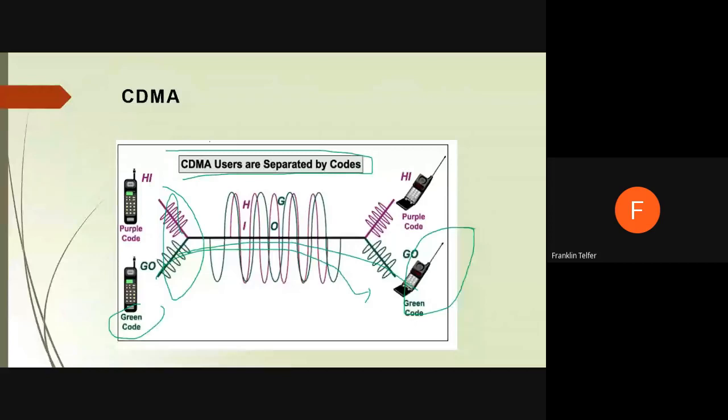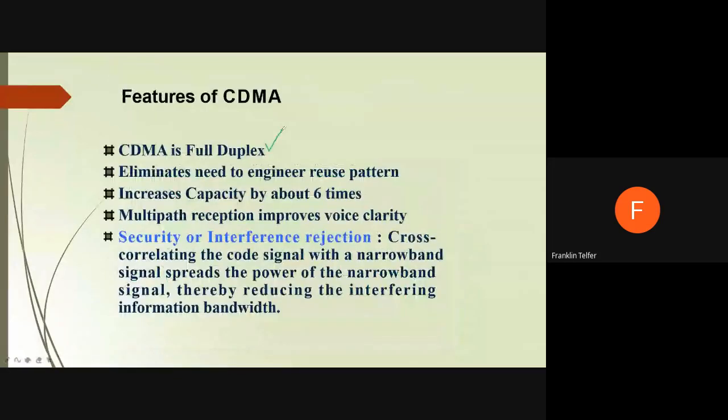So it is a full duplex transceiver. Either way you can communicate, two-way. It eliminates the need to engineer a reuse pattern, increases capacity by 6 times, and multiple reception increases quality and clarity. Security is better and interference reduction is greater. That is, you have good security and interference will be less.